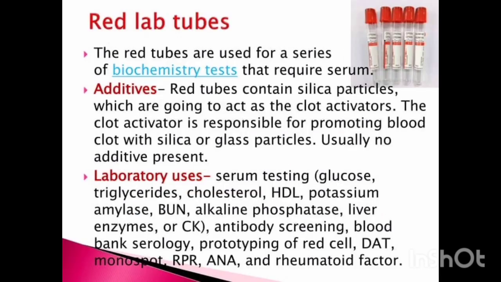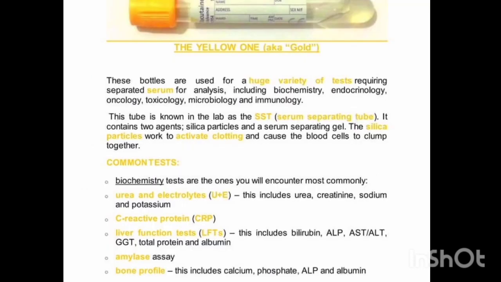clot. Next is the red lab tubes. These are used for the biochemistry tests which require serum. These contain silica particles which act as clot activators. These are used for various laboratory tests such as serum testing, alkaline phosphatase, antibody screening, blood bank serology, prototype DNA, RNA and etc.